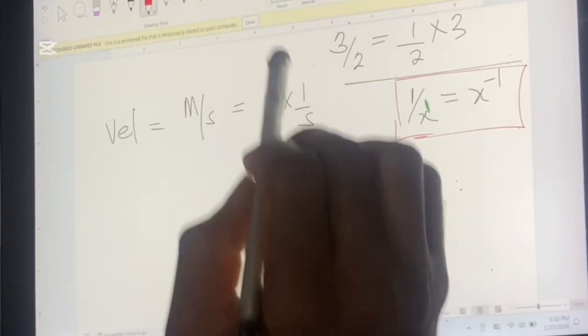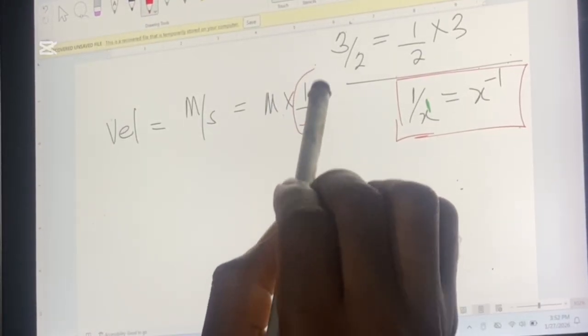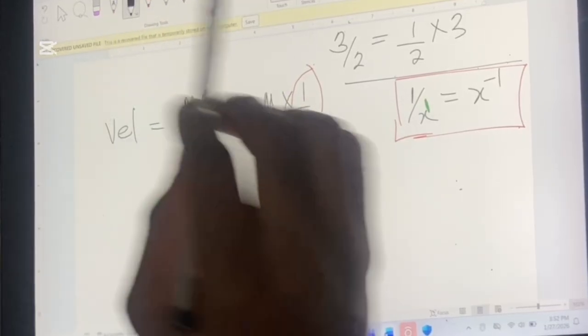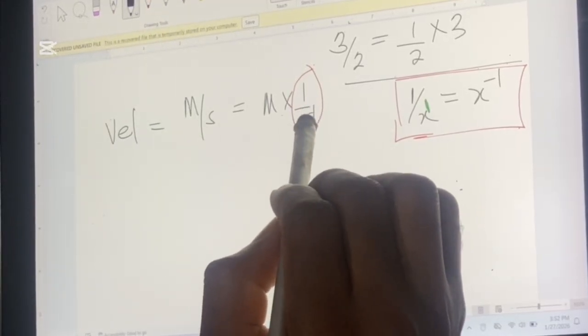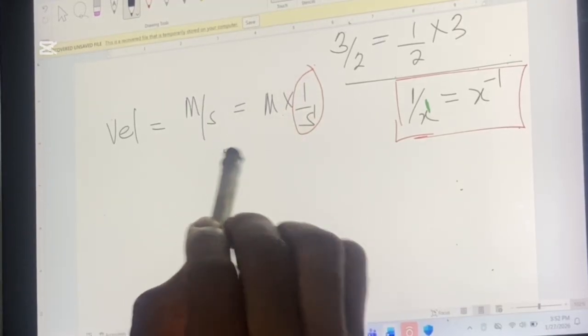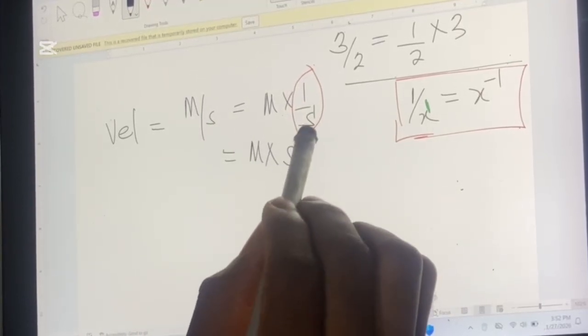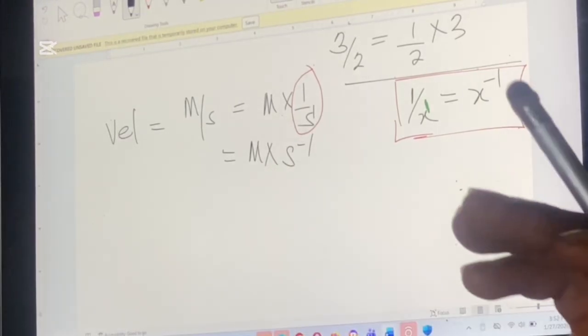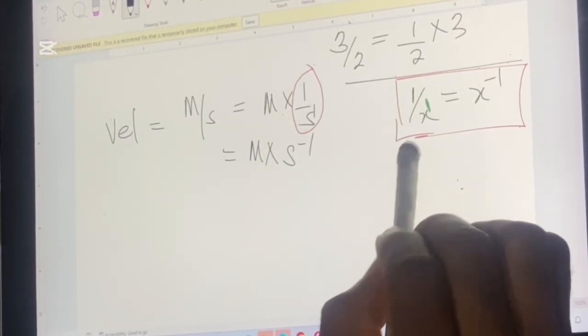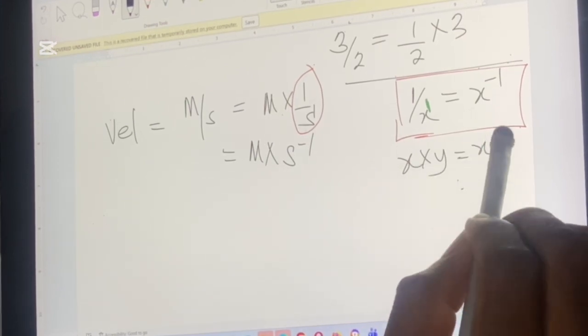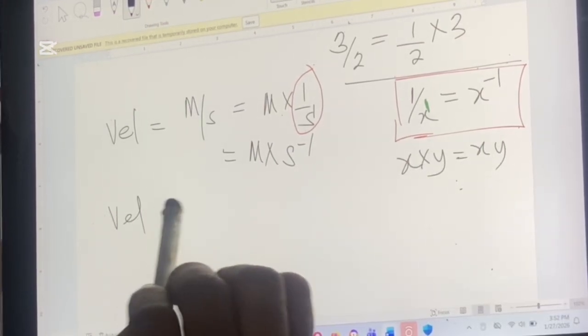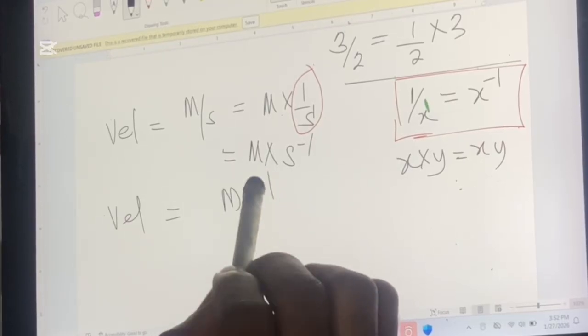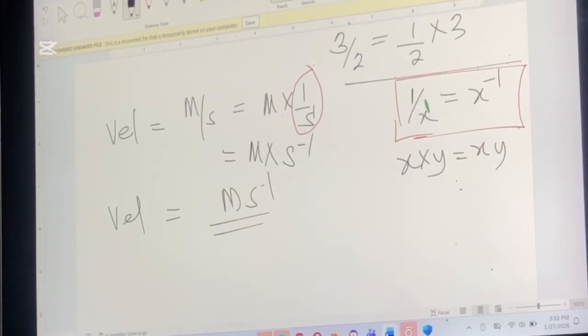So I'm taking this s raised to the power of 1 from the denominator to the numerator. This is going to be equal to meter times s raised to the power minus 1. We have a law that whenever you are multiplying two letters, all you have to do is combine them together. If I have s times y, the answer will be sy. So velocity will be equal to meter per second. Please take note of this, okay? So the unit of velocity and speed is the same.